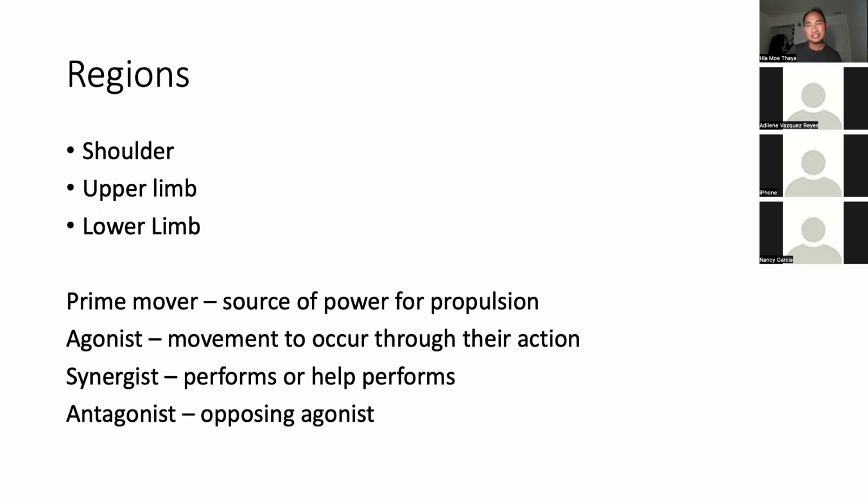That is the synergist. And antagonist means it's opposite. So when we flex our elbow, the tricep will be acting as an antagonist. And when we extend our elbow, then the bicep muscle will be acting as an antagonist, and the tricep will be pulling the elbow to make it straight. So these are a few terminologies which we should be aware of as an anatomy student.